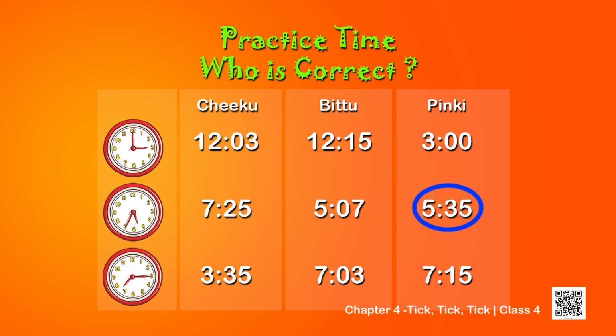In the second one, the hour hand is in between 5 and 6 and minute hand is at 7, which means 35 minutes past 5 or 5:35.